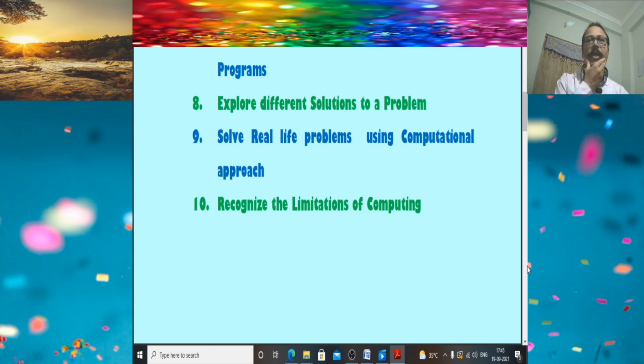Now, can you improve the face value of a person using a computer? No, you cannot. You cannot improve the face value. Maybe you can do some makeup, but you cannot improve the face value permanently. Okay. So you cannot do all the things using computers.